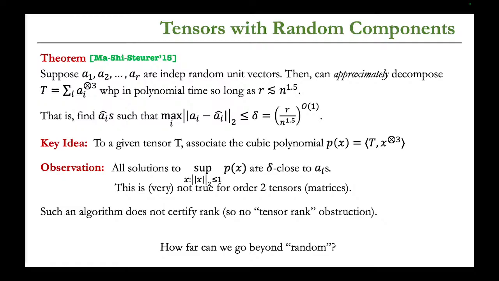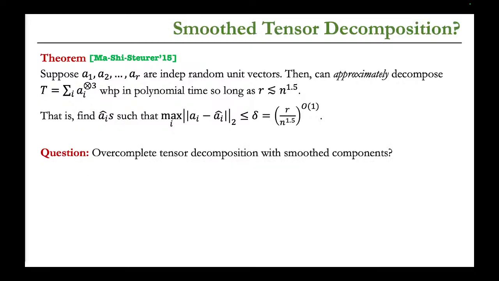So the natural question to ask is, how far beyond random can I go? This was random components. Can I relax it? Can I go beyond it? So here is the question I want to pose now. Let's say I want to do over-complete tensor decomposition with smooth components.